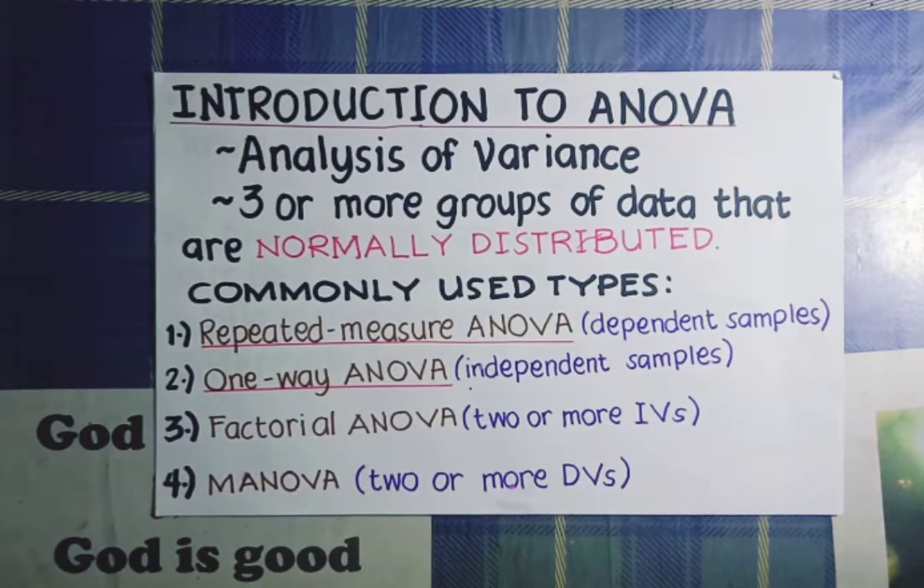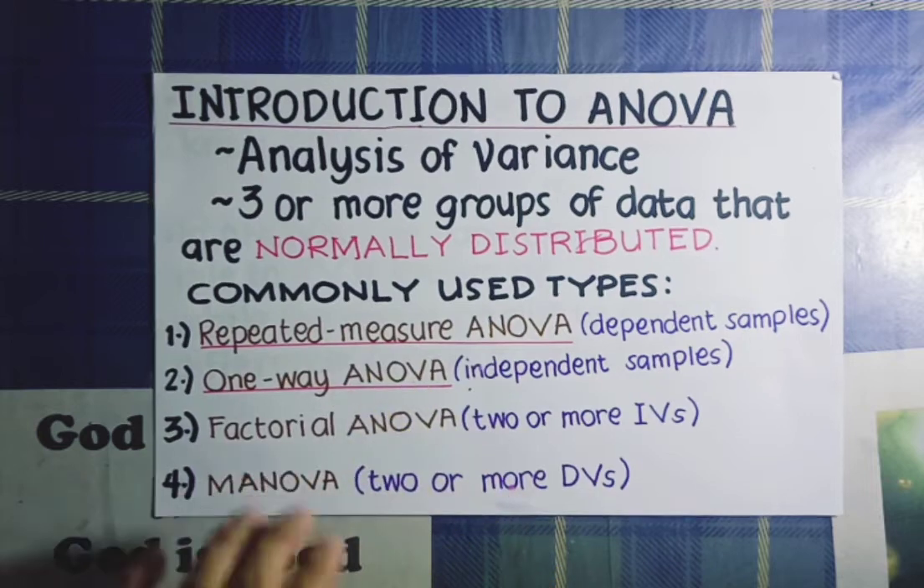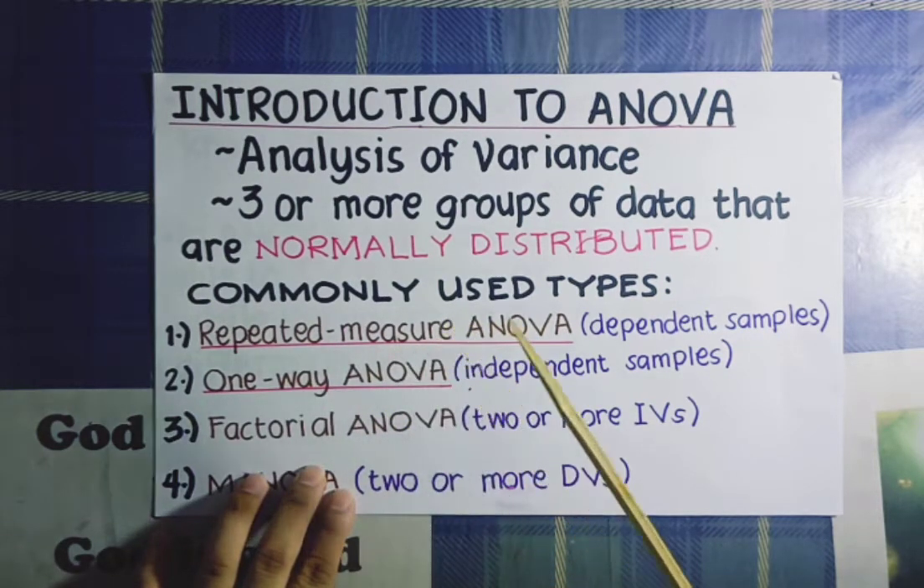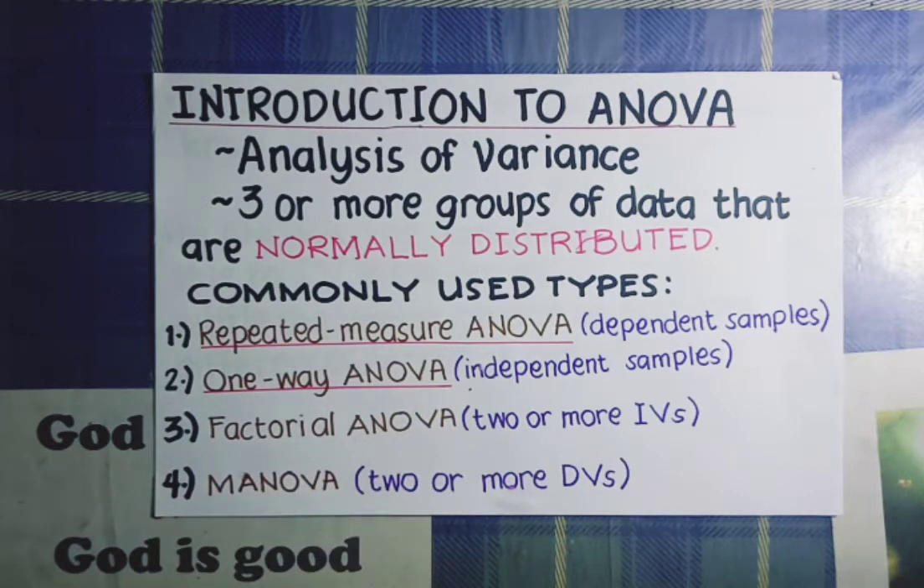Now take note that in our next lessons, we are just going to focus on the repeated measures ANOVA and one-way ANOVA. Now the repeated measures ANOVA has actually a non-parametric counterpart, and that is the Friedman test. And the one-way ANOVA has also its non-parametric counterpart, and that is the Kruskal-Wallis H test.